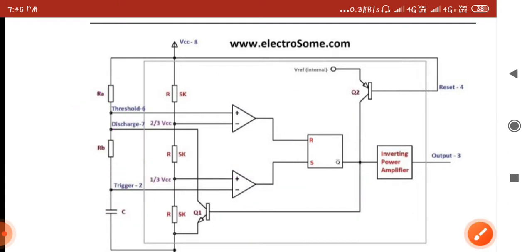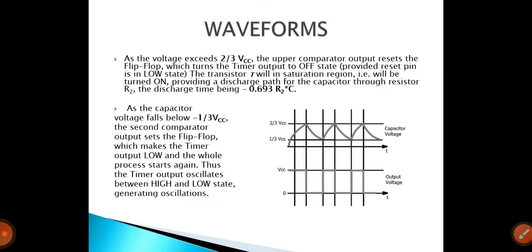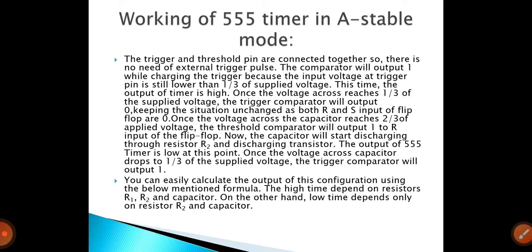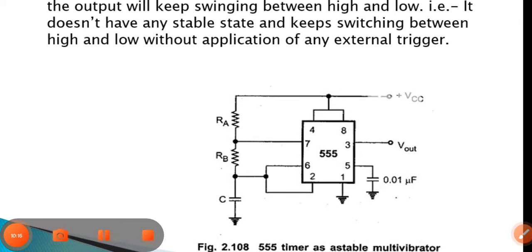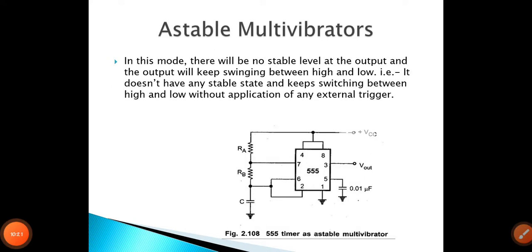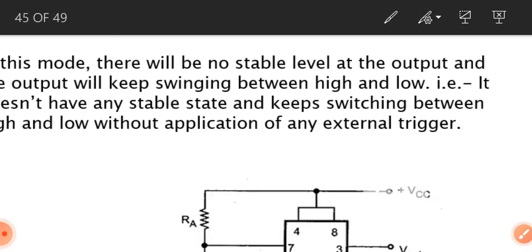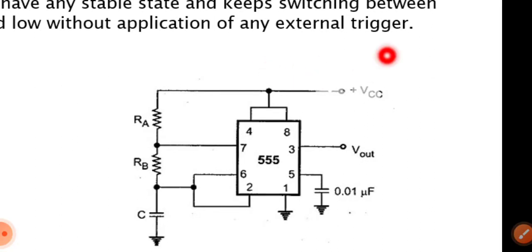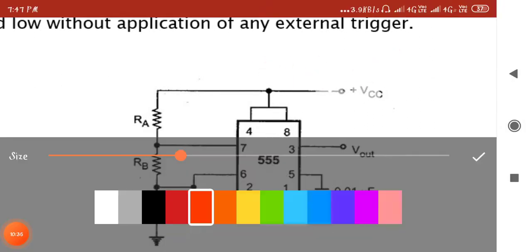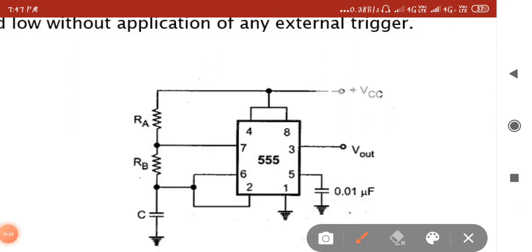Let us see this block diagram of the IC555. Let us discuss the astable multivibrator using the IC555 timer. How does this circuit work? We have to see that. The supply is through plus VCC, around 5 volts in your lab.